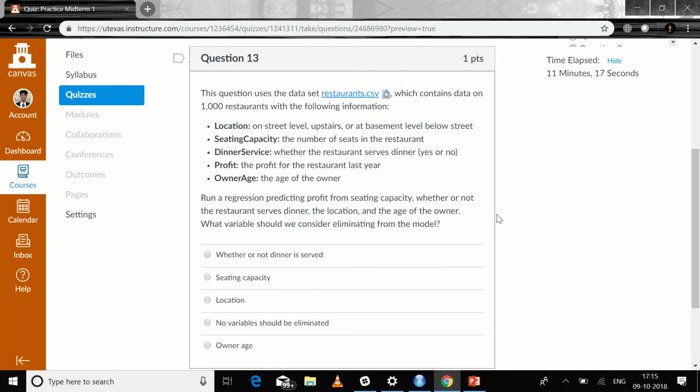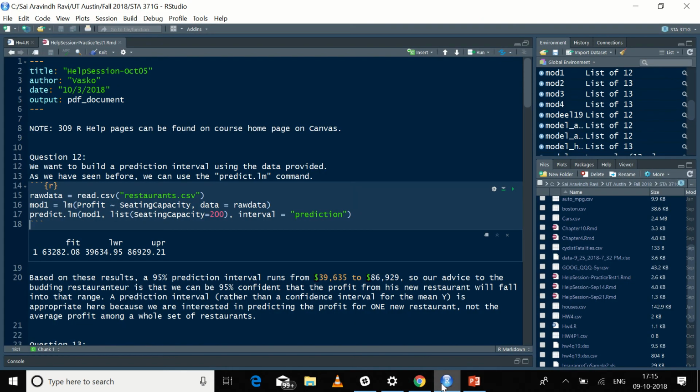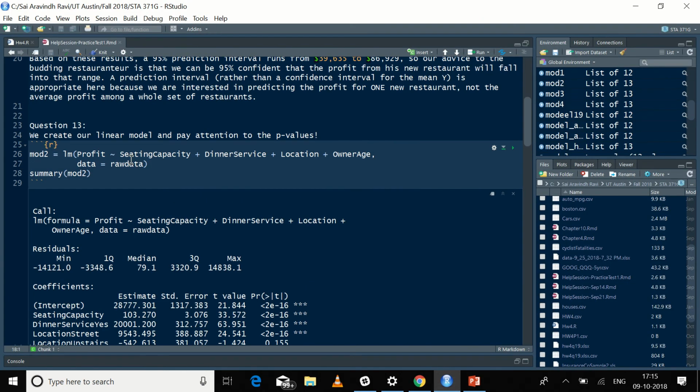All right, okay. The next question is to run a regression predicting profit from seating capacity, whether or not the restaurant serves dinner, the location, and the age of the owner. He's asking what variable we should consider eliminating from the model first. For that, I construct a linear model. Once I construct the linear model, I should be eliminating the variable that has the highest p-value from the regression statement. Would you agree?